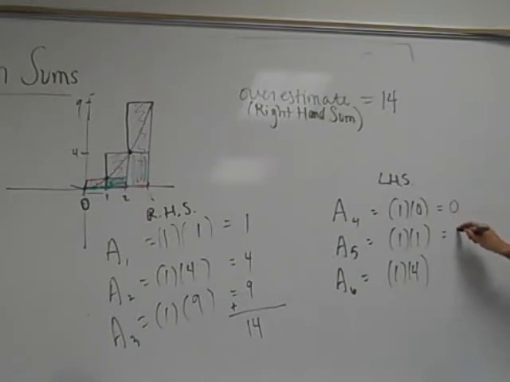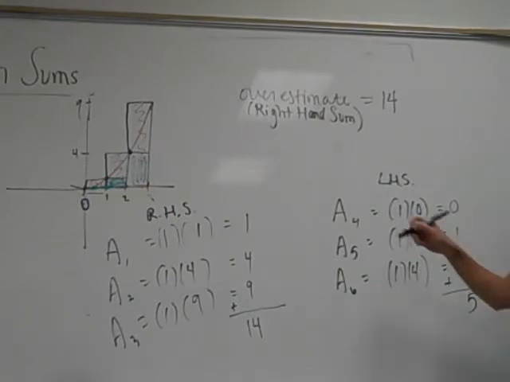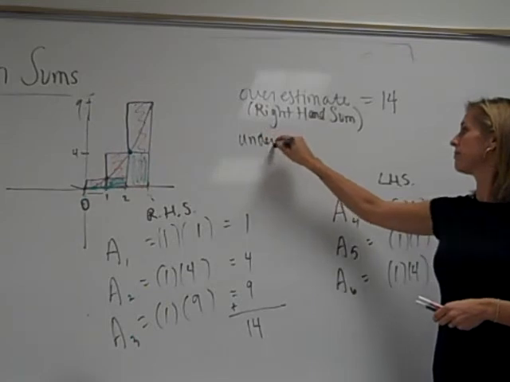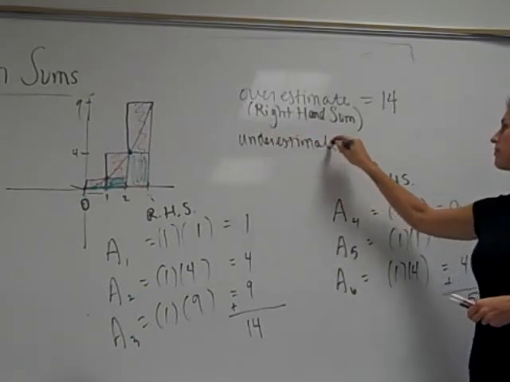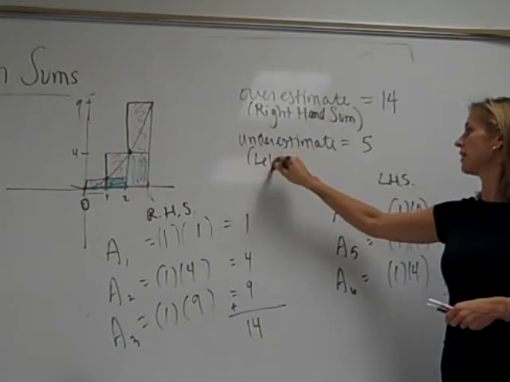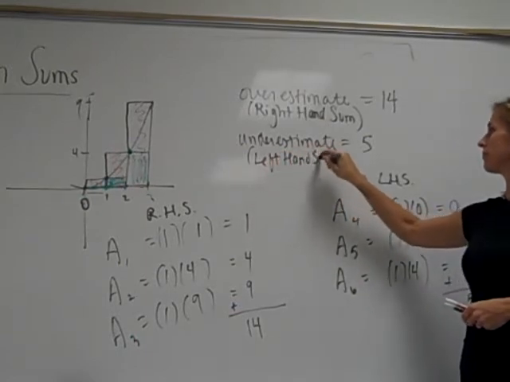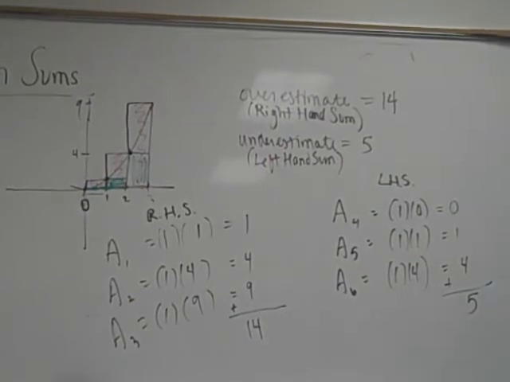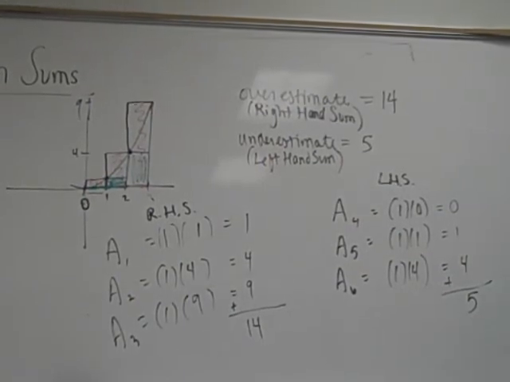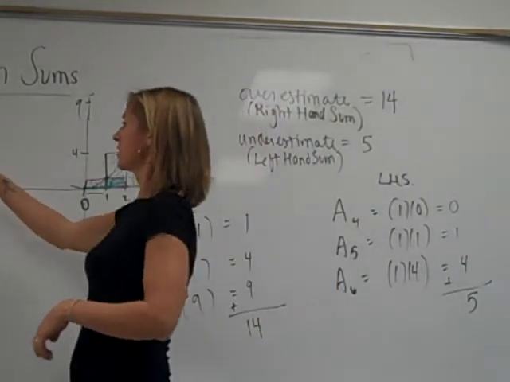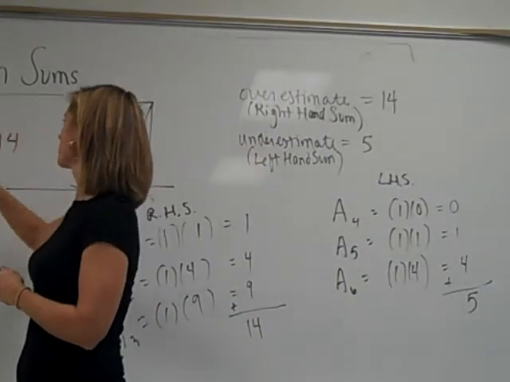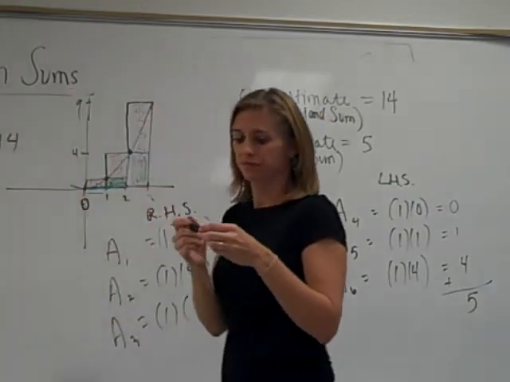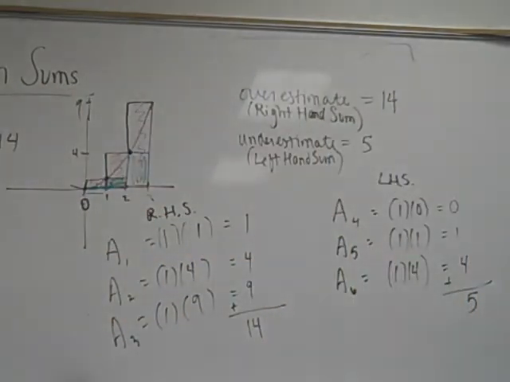So in this case, I've got 0, I've got 1, I've got 4, so when I add it all up, I've got 5. So in this case, my underestimate is 5, and I got that from taking a left-hand sum. All that tells me is that the actual integral of x squared from 0 to 3 is somewhere between 14 and 5.